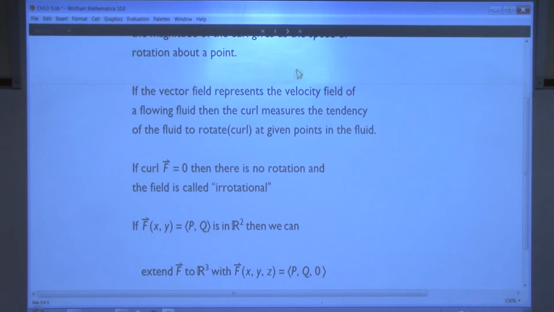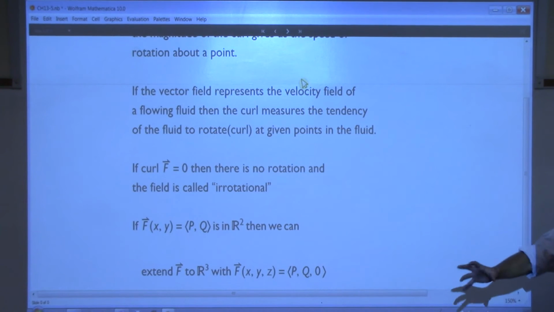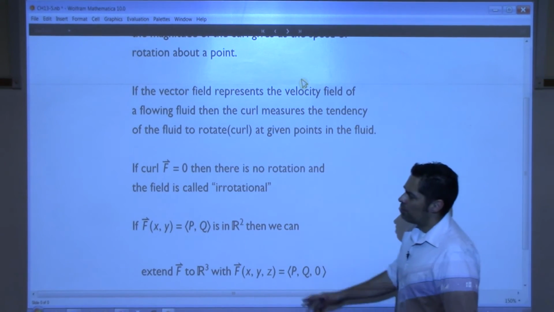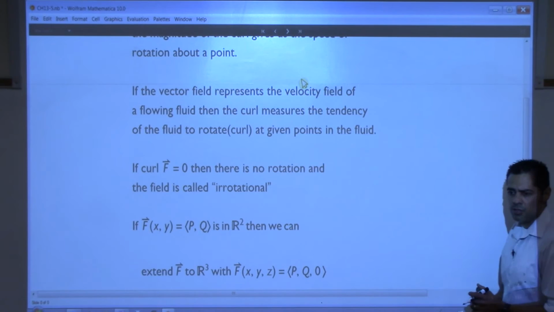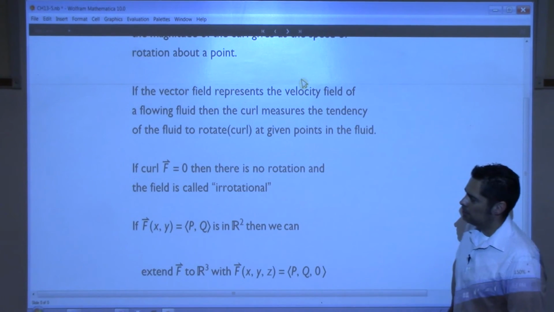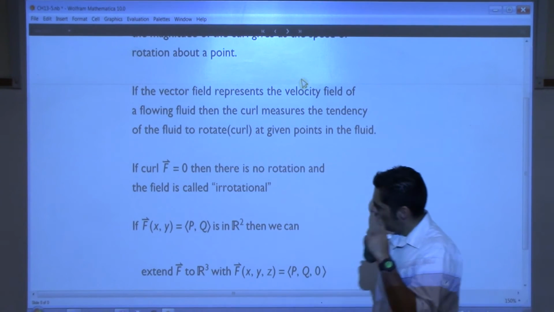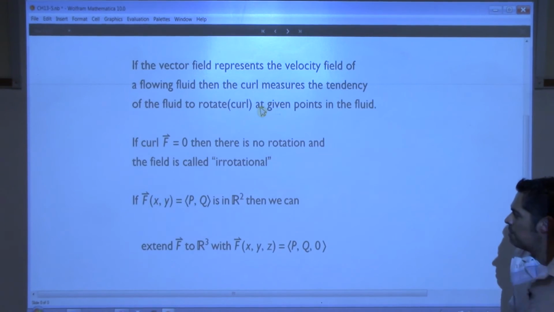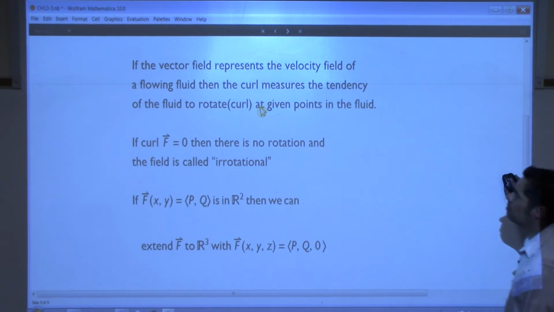Definition here, it's kind of hidden in here. But in fluid dynamics, this curl represents the tendency of the fluid to rotate, which is what I tried to already explain. If the curl of your vector field is 0, then there is no rotation, and the field is called irrotational. That word look familiar? I think that word's on your take-home test. Yeah, it is. This just talks about extending the vector field, like I just said. If you extend a vector field from 2 dimensions to 3, you just always let your z component be 0.